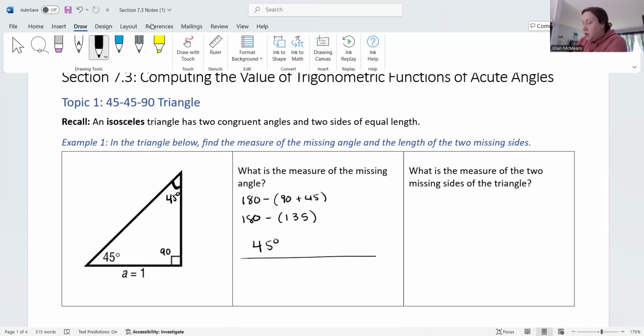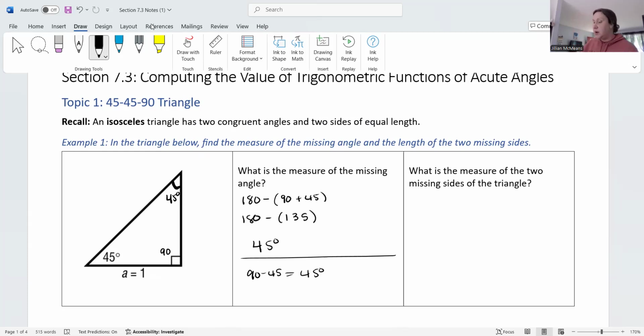You could do it like that, or you could say, I know that 90 of my 180 degrees have already been used. That means I have 90 left for the remaining two angles. You could also just do 90 minus 45, which leaves you 45 degrees. Either way, the two angles that are not the right angle have to be 45 degrees each. Now, the next part of this question asks, what is the measure of the two missing sides of the triangle?